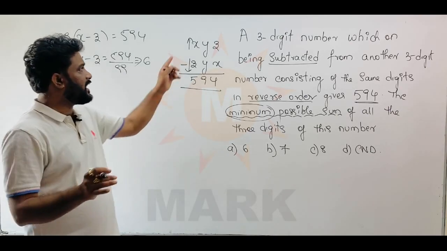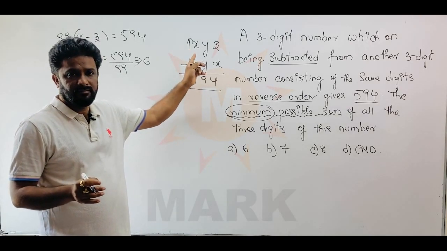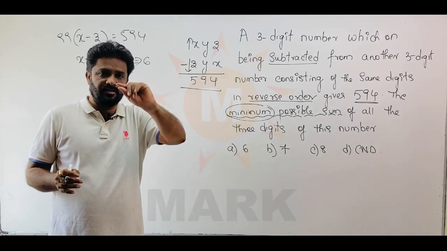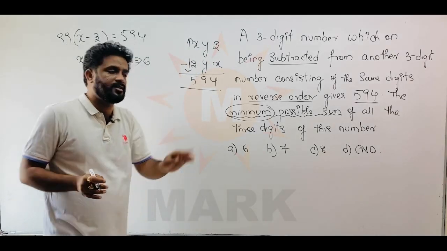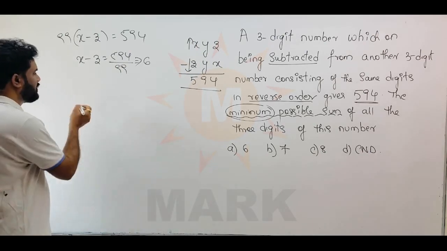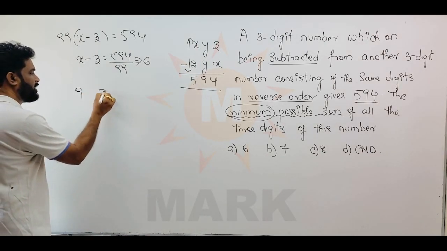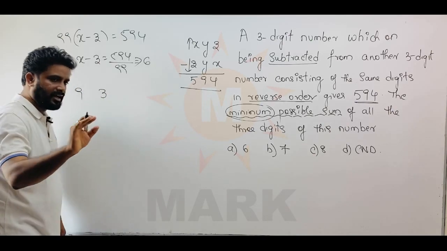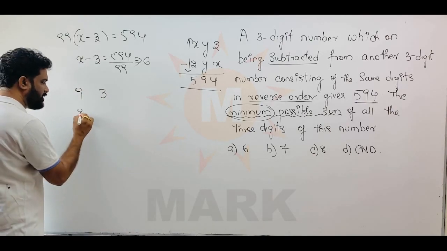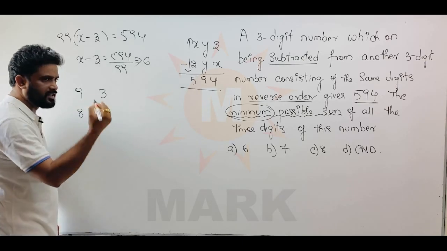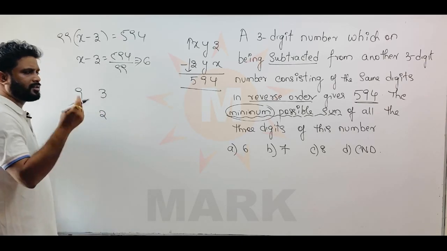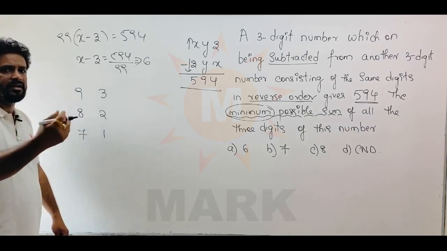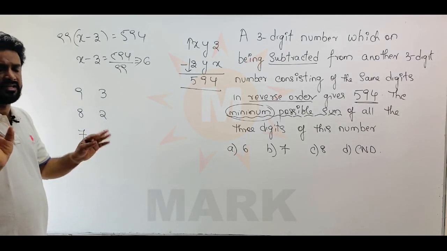My dear friends, if X is a single digit number and Z is a single digit number and you need a difference of 6, what could be the possible choices? There are only 3 choices. The first choice can be 9 and 3, because 9 minus 3 gives 6. The second choice is 8 and 2, because 8 minus 2 gives 6. The third choice is 7 and 1, because 7 minus 1 also gives 6. There are only 3 choices, right?